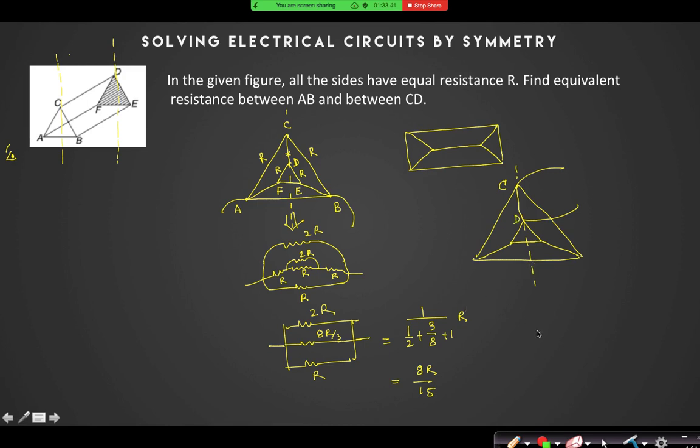So if this is a horizontal symmetry, then can I say the potential drop between these two points is 0? Yes, sir. So I can eliminate this branch, and the potential drop between these two points is again 0, so I can eliminate this branch. So what will be the equivalent circuit? You can see the equivalent circuit is much simplified now. These are 3R, these are 3R. They are in parallel, so 3R by 2. With them, R is again parallel. So 3R by 2 and R in parallel means 3R by 5.